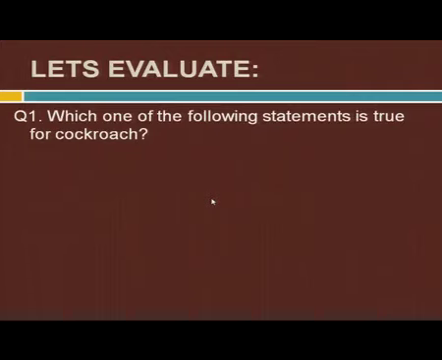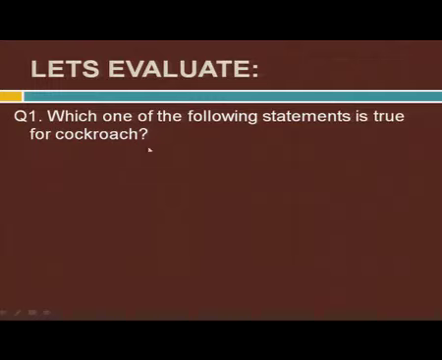Now it is time to evaluate. Since this topic is in your syllabus, and among all the animals which are mentioned in the book, this one specifically is in the syllabus. That means it is a part of your exams as well as competitive exams. So, let us try to answer some of the questions which have come in various competitive exams.